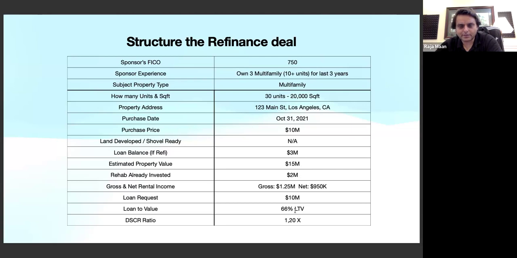This deal is good to go too. 750 score, good property area, good size. They have experience, good NOI, good cap rate, good LTV, good DSCR. This is a good to go deal, the ideal deal for most lenders.